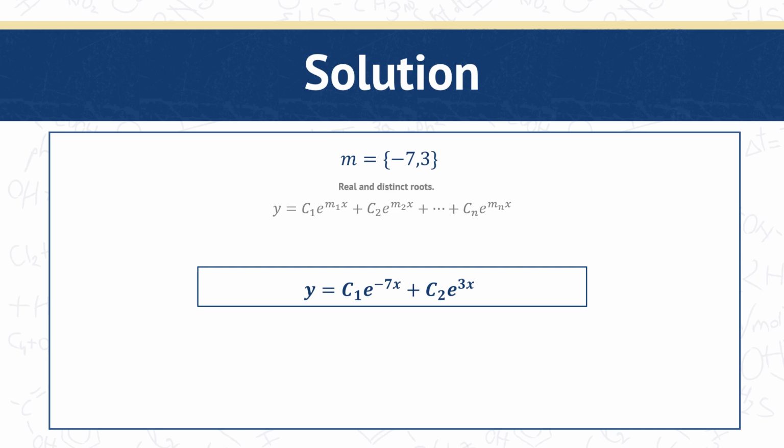So our final answer for the general solution of this equation is y equals c sub 1 times e raised to negative 7x plus c sub 2 times e raised to 3x.